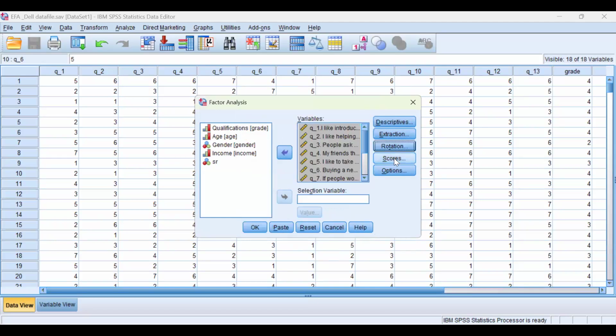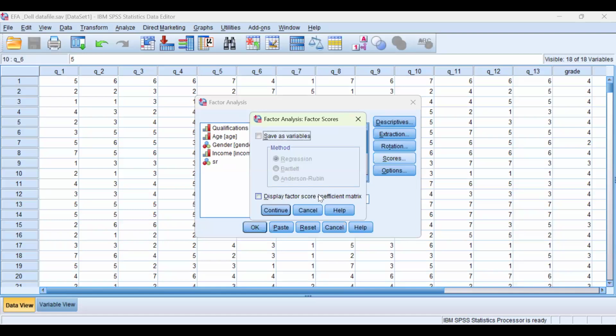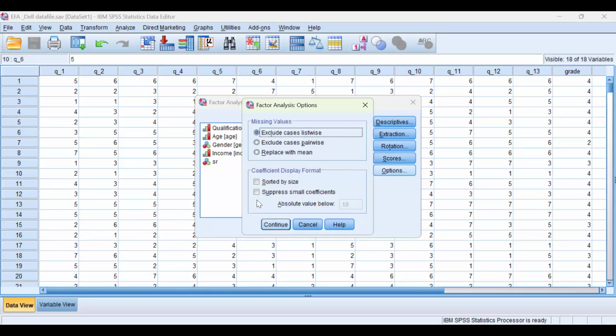I continue. Then there is the scores option. When you are sure that you want to have a factor structure, then only you tick this. However, if you're just running it for the first time to see how your items are getting fitted in the constructs, you don't need to check any of the boxes as of now. The last option is options. Here, if you have any missing values, you can tick replace with mean. However, we have already checked that there are no missing values, so we will not check it.